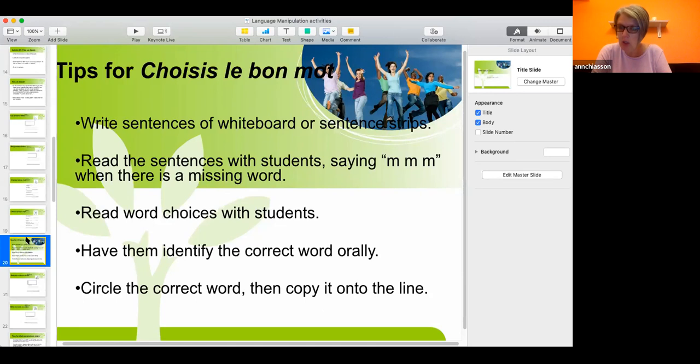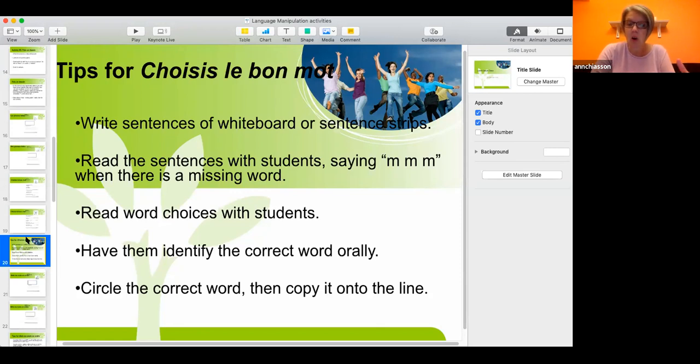And then I read the word choices. And they identify the correct word orally for me. So then I show them how I circle the correct word. That helps me. And then I'm able to copy it.